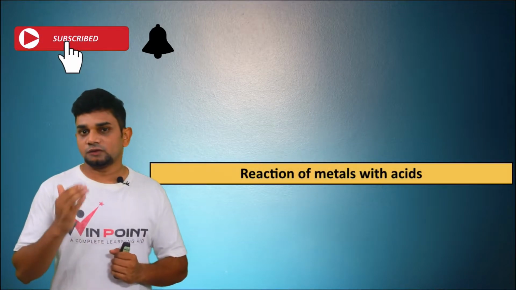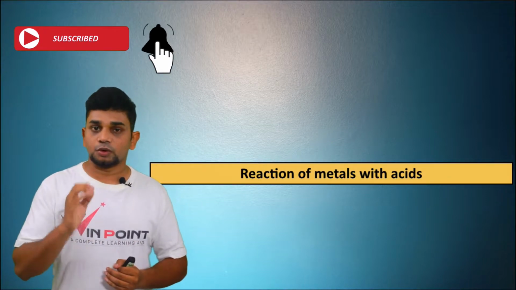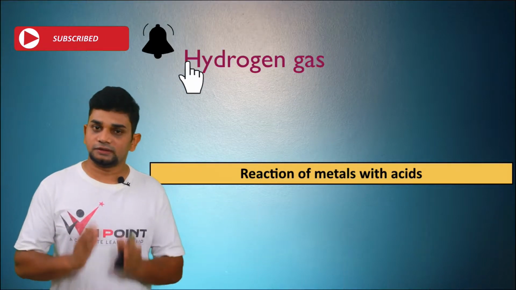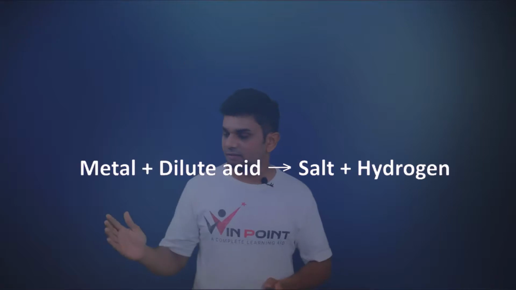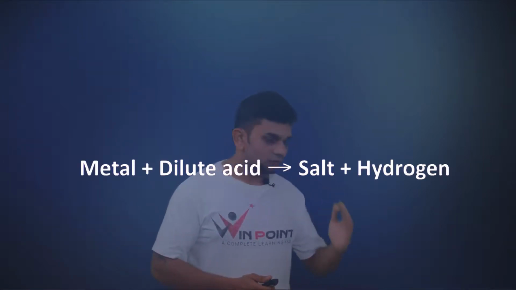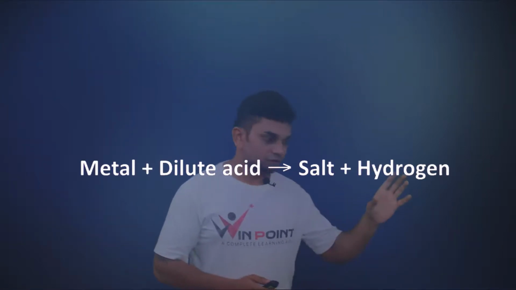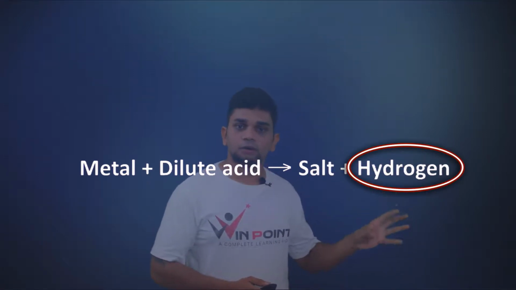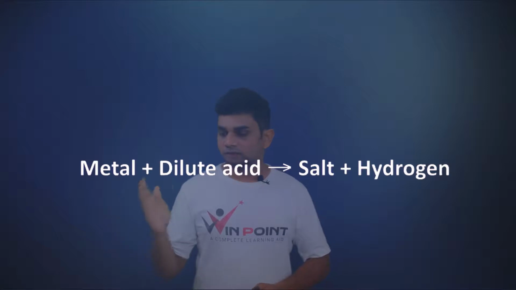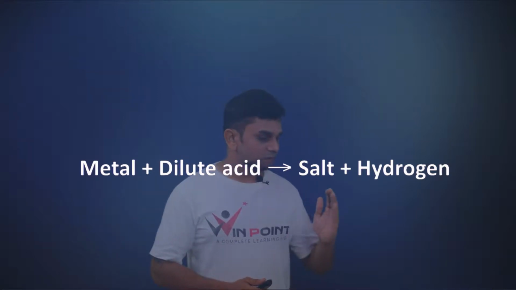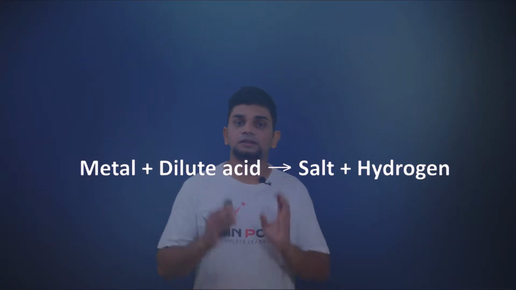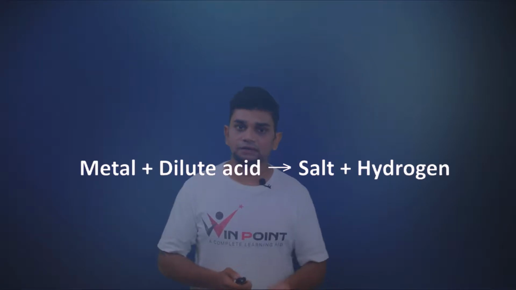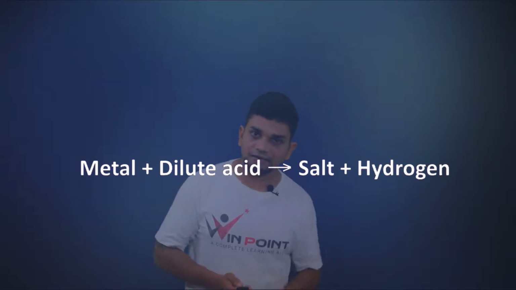If there is a reaction of metal with acid, there will be production of hydrogen. H2 is essential in this reaction. Metal plus dilute acid gives salt plus hydrogen. Here, this hydrogen is common. In every reaction, there will be production of hydrogen. It is a general equation for the reaction of metal with acid.